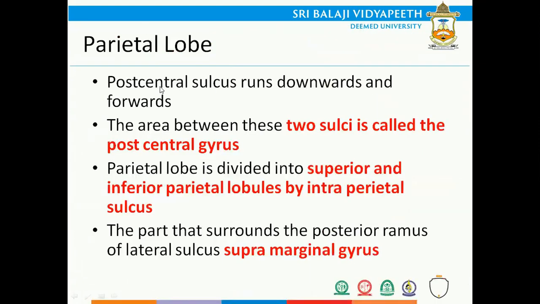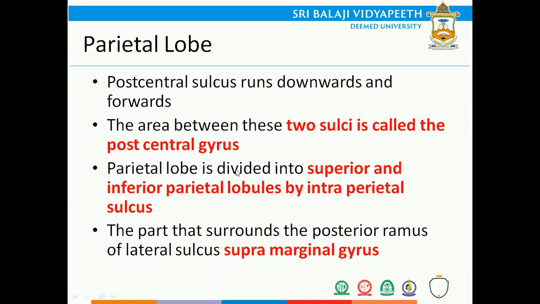So coming to the parietal lobe, till now we were studying the frontal lobe, now we will talk about the parietal lobe. The parietal lobe has a sulcus that confines itself behind the postcentral sulcus downwards and forwards. The area between the two sulci is called the postcentral gyrus. So the gyrus that is seen exactly behind the central sulcus is the postcentral gyrus, and this region of the parietal lobe is confined to the primary sensory cortex.